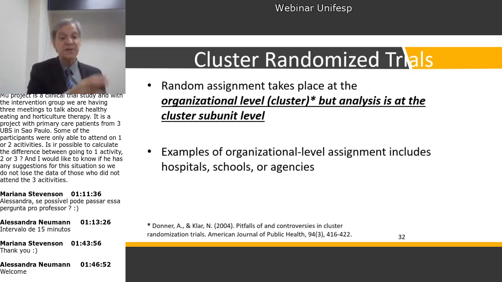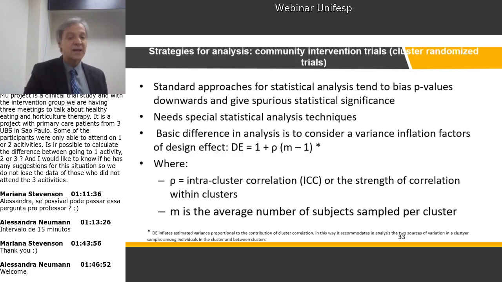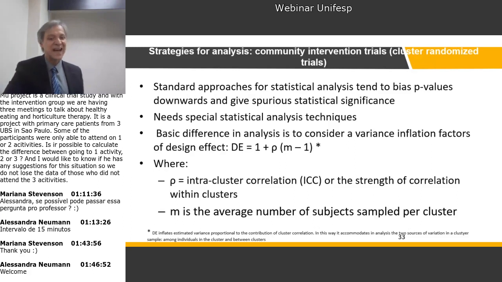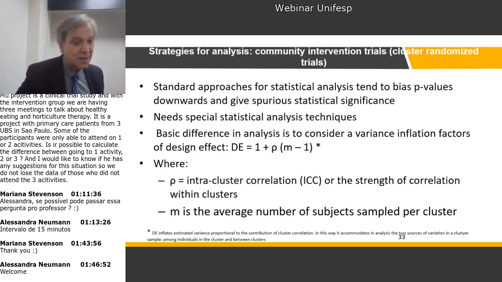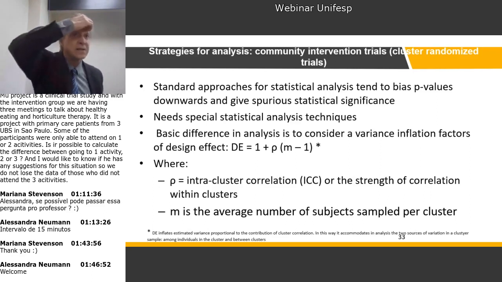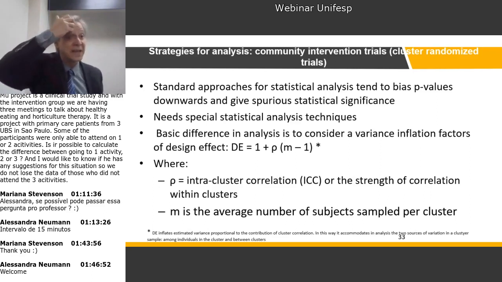So random assignment takes place at the organization level, and analysis at the individual level. We talked about it, okay? And that's why there's also this design effect. This is very important because it affects your variance estimation, okay? The design effect says how much variance I should add because of this modification in the design. Does the design modify my variance estimation? It does. You create levels of variance at the group level and the individual level. They have to add up.